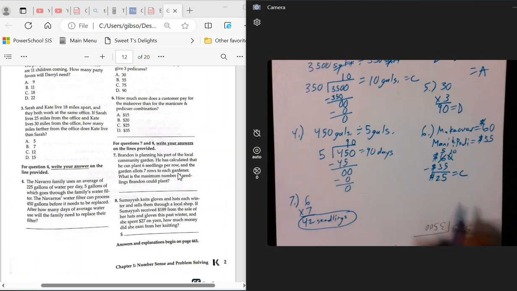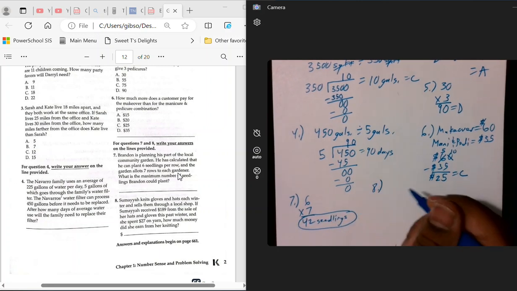Okay, number 8. It says here, Sumaya knits gloves and hats each winter and sells them through a local shop. If Sumaya received $189 from the sale of her hats and gloves this past winter, and she spent $27 on yarn, how much money did she earn from her knitting?